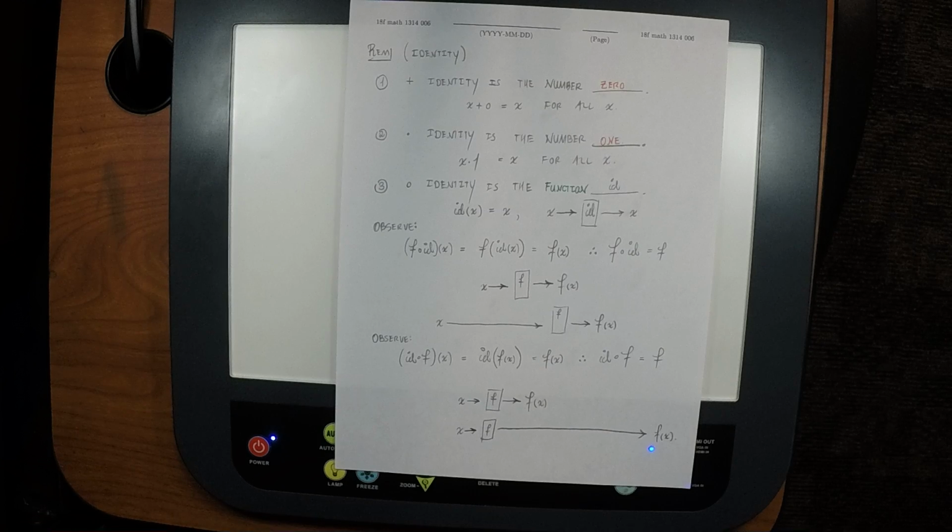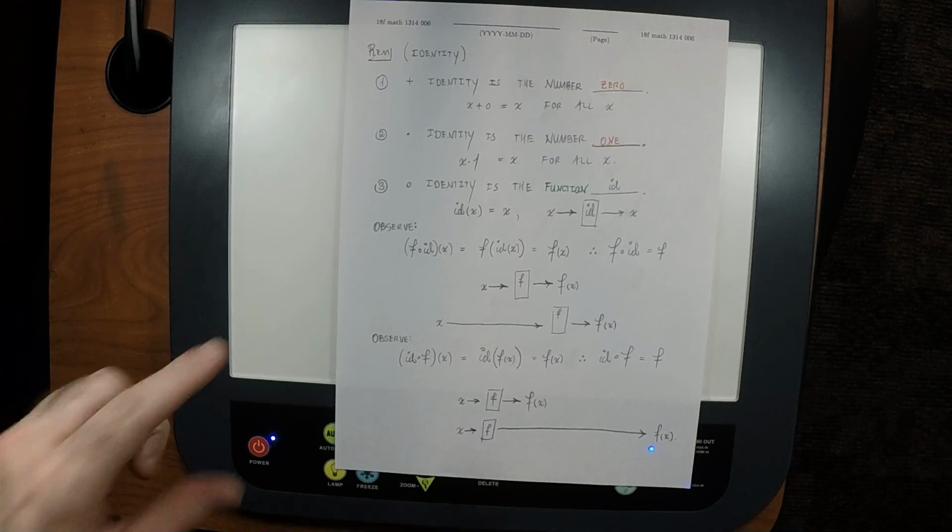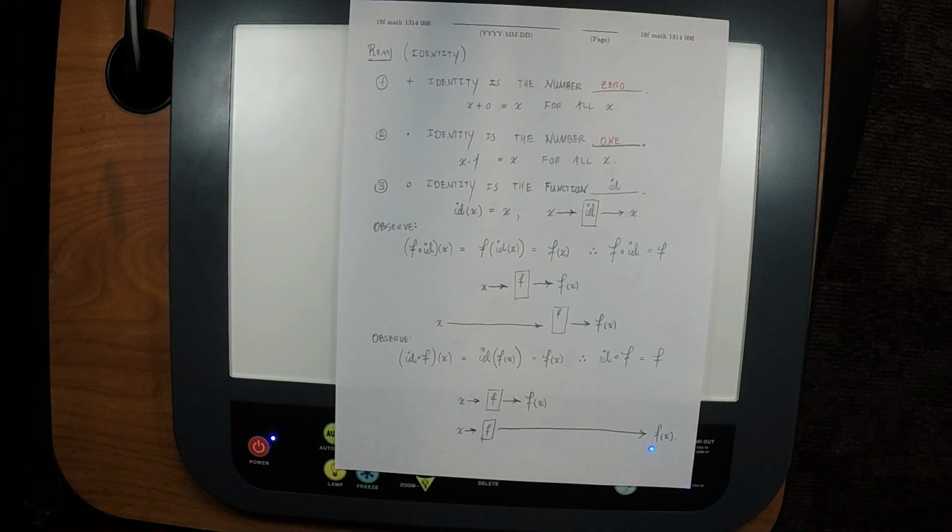Similarly, what is the multiplicative inverse of 2/3? 3/2. How do you know it's 3/2? Because when you multiply 2/3 and 3/2, you get 1. And the reason that's significant is that 1 is the multiplicative identity.